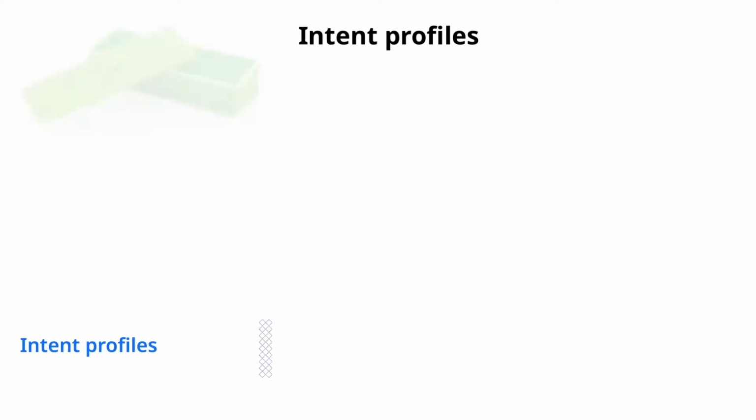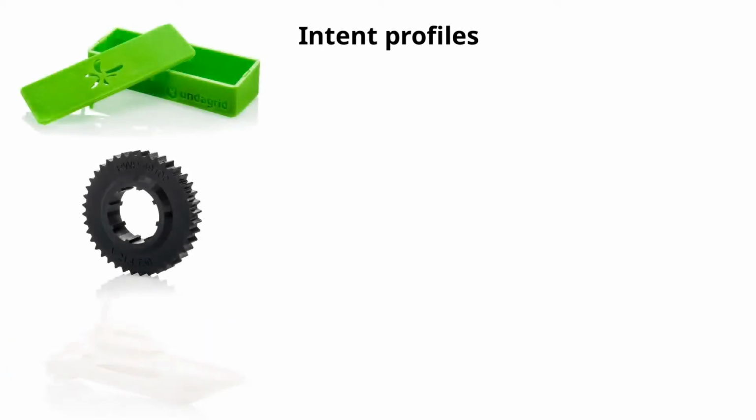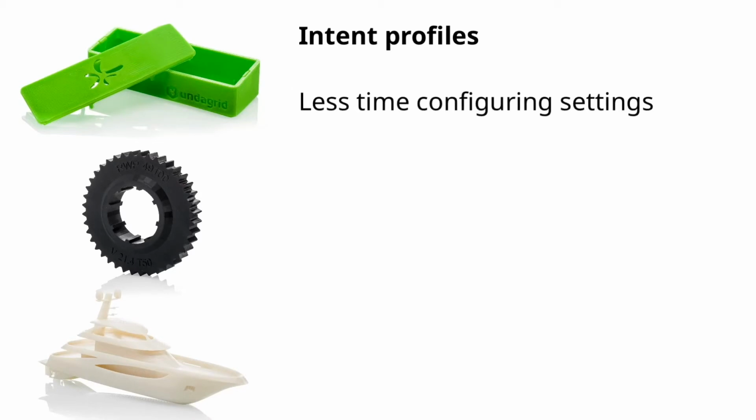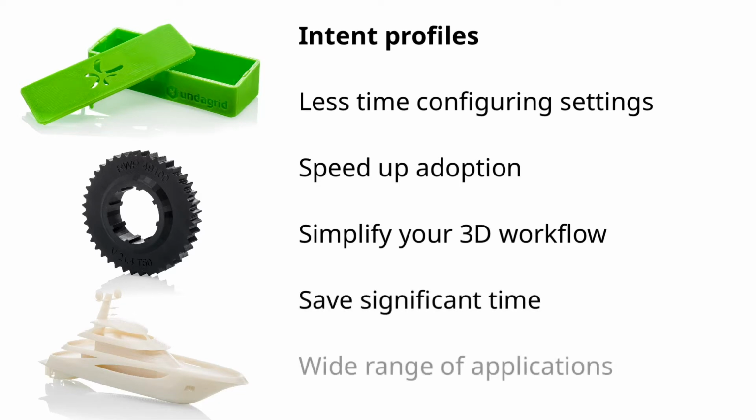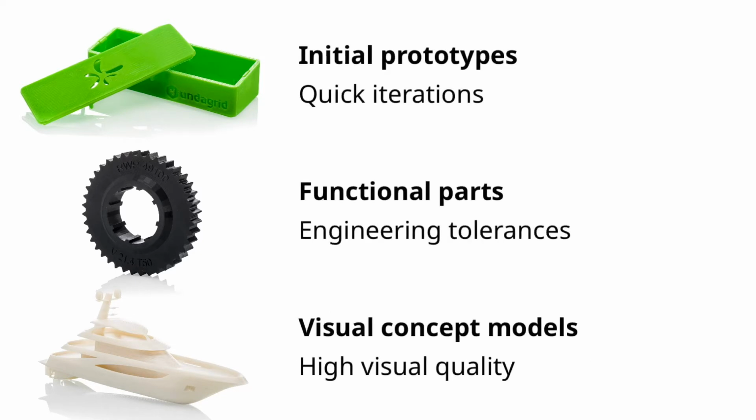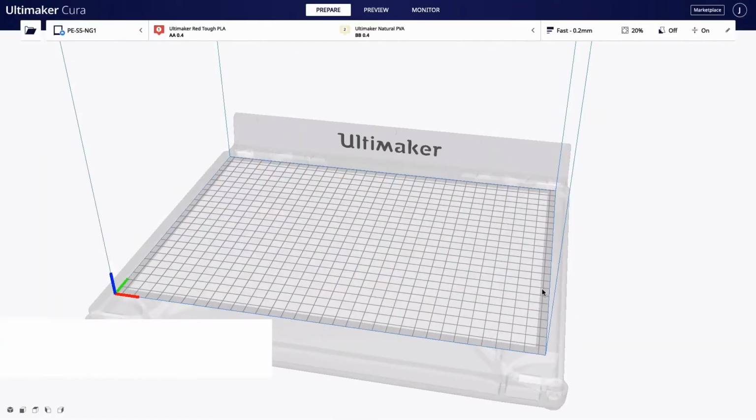Whether your intent is speed, accuracy, or visual quality, spend less time configuring settings and more time innovating. Intent profiles show the true value of 3D printing and will speed up adoption within your company by simplifying the print preparation workflow, saving significant time, and producing the results you need for a wide range of applications. Print quick iterations of your initial prototypes, visual concept models, or parts with strict engineering tolerances, all at the click of a button. Here's how it works.